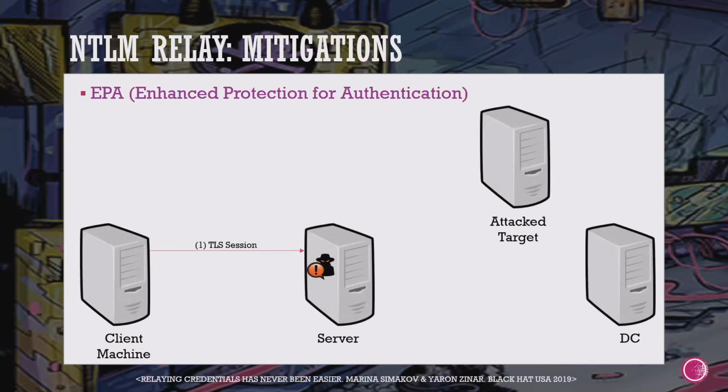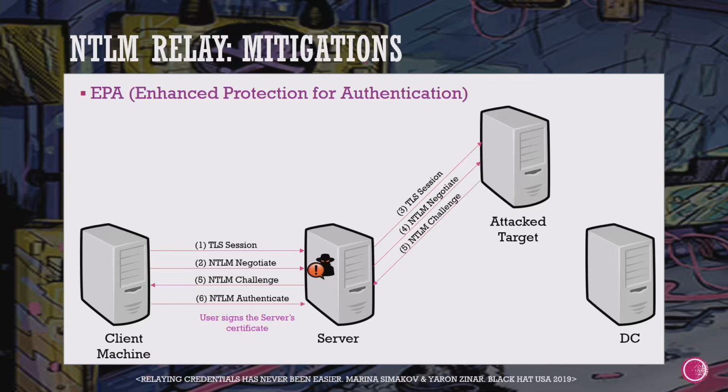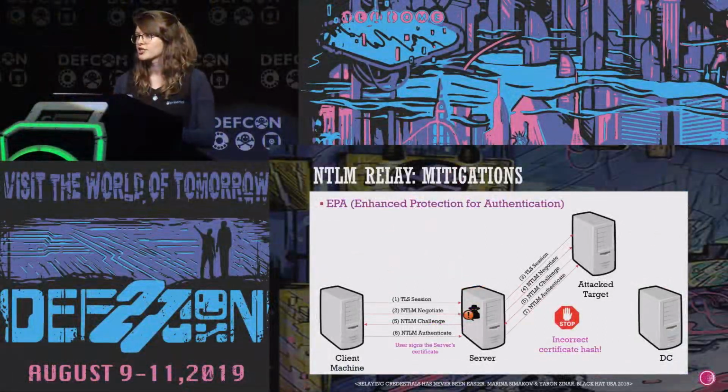Again, we'll have a client connecting using TLS to a compromised server and initiating an NTLM authentication. Now attackers would target a server which enforces EPA and establish a TLS session, relay that NTLM negotiate message, get a challenge, relay it back to the client, and here's the difference. Now when the client responds with an NTLM authenticate message, the message would also include this channel binding field, which would be based on the certificate of the compromised server. So if attackers now try to relay this message to the attack target, which is using a different certificate, the channel binding field would not be valid. So the attack would fail, and the attack target would not need to verify the credentials against the domain controller.